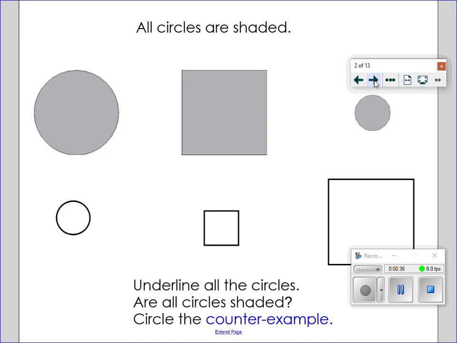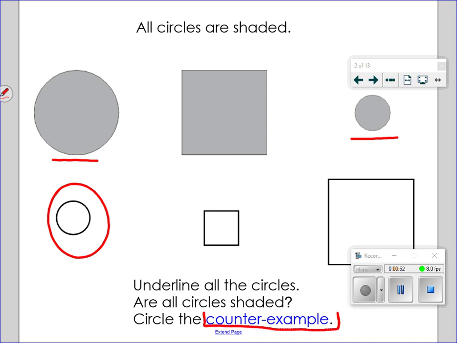Okay, so here's a statement. All circles are shaded. Well, right away we can see that, yes, this circle is shaded, but this circle is not shaded. So this not shaded circle would be called a counterexample because it disproves our statement, shows us that this statement is not true.